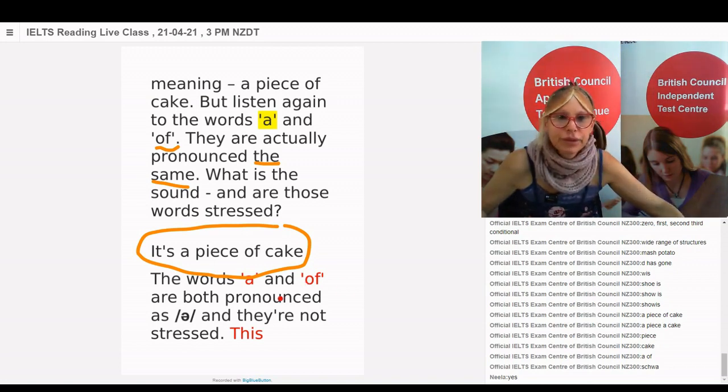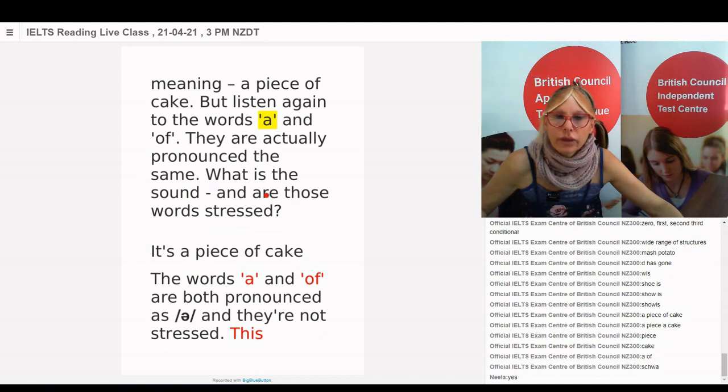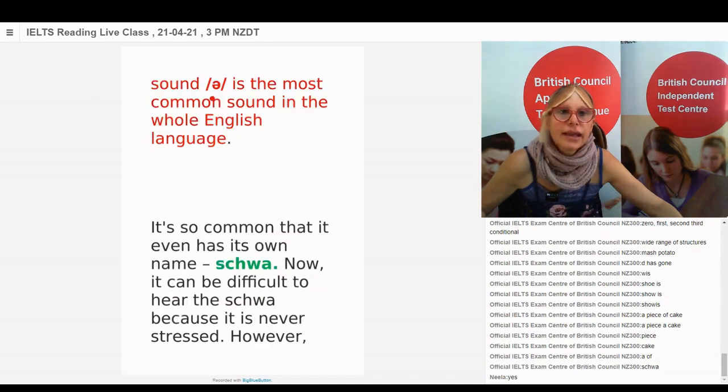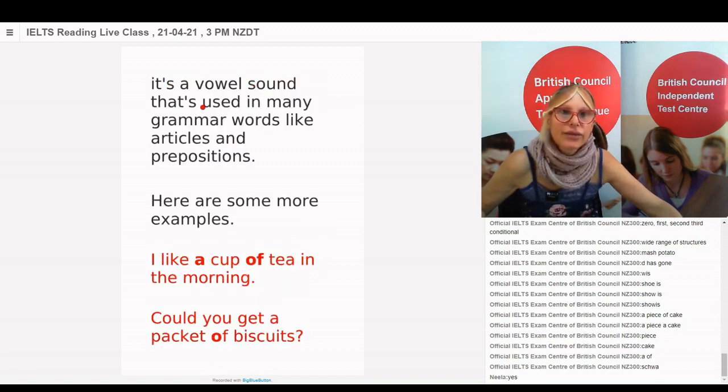Okay. So the words a and of are both pronounced as schwa and they're not stressed. This sound, schwa, is the most common sound in the whole English language. It's so common that it even has its own name, schwa. Now, it can be difficult to hear the schwa because it's never stressed, right? It's never said loudly. However, it's a vowel sound that's used in many grammar words like articles and prepositions. So here are some more examples.